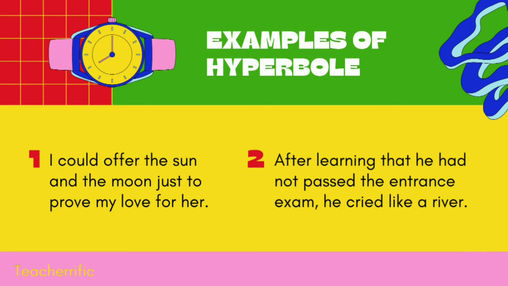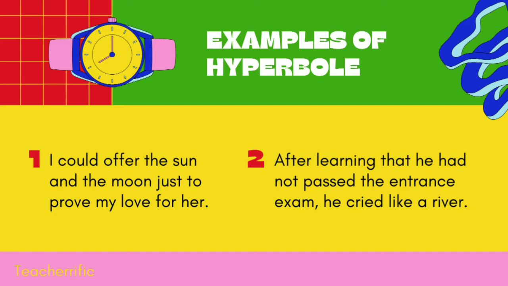Let us look at the examples of hyperbole. Number 1. I could offer the sun and the moon just to prove my love for her. In this sentence, the exaggeration is offering the sun and the moon, which only means that you love someone so dearly.